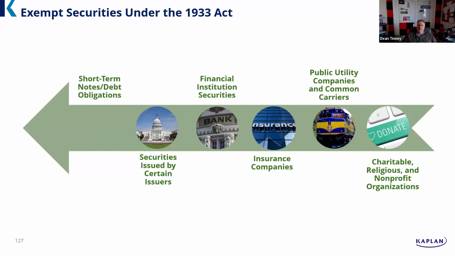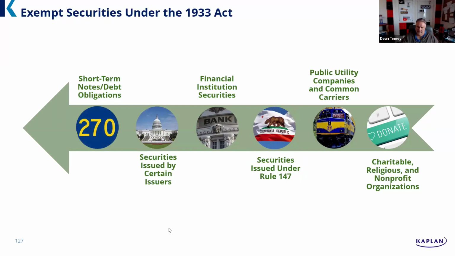So we did talk about certain issuers. This is common again. Municipalities, the U.S. government. We talked about banks. We talked about insurance companies. We talked about PUCs, public utility companies. We talked about charitable, religious, and nonprofits. Now be careful. Be careful. Please note, as you see there, the Bear Republic flag.